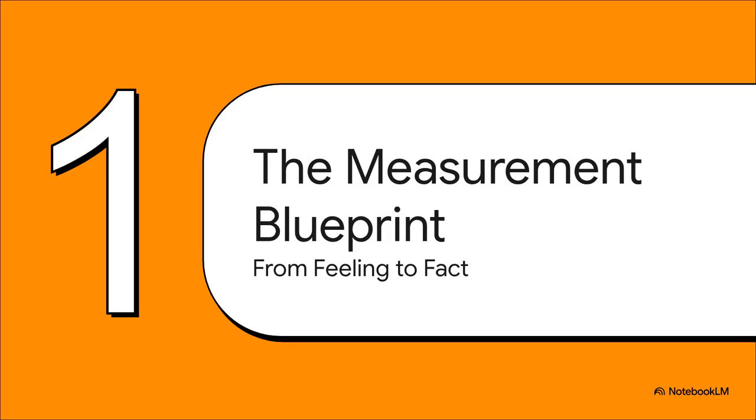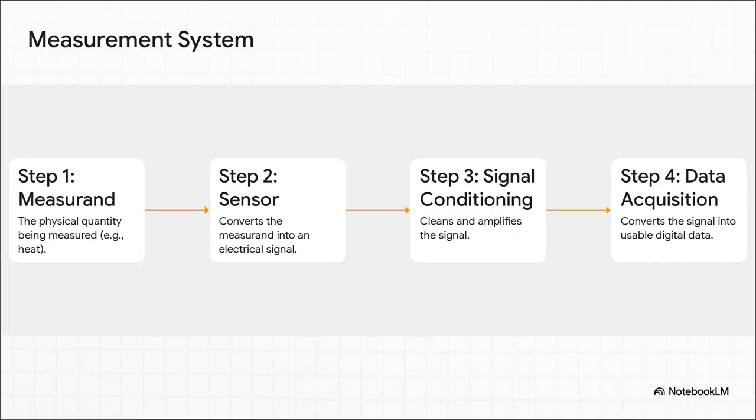And here's the really cool part. Every single smart device, and I mean every one, from that thermostat on your wall to the incredibly complex systems running in your car, they all follow the exact same fundamental blueprint. It's a universal four-step journey to turn a physical feeling into a hard digital fact. So, what is this universal journey? Well, it breaks down into these four key steps.